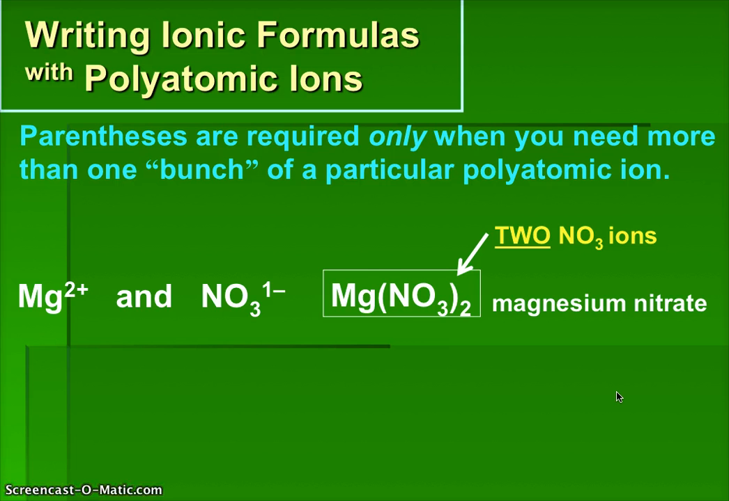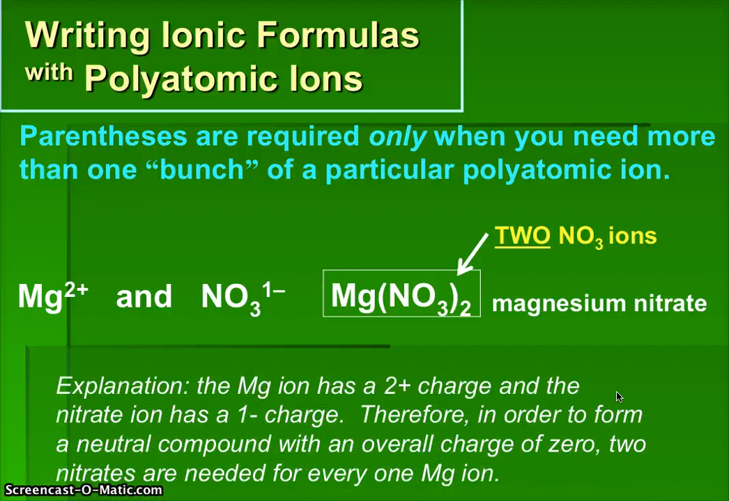For your 2B1 assignment, you must correctly write the formula and write an explanation for how that formula was determined. An example of what the explanation would look like for magnesium nitrate is written here.